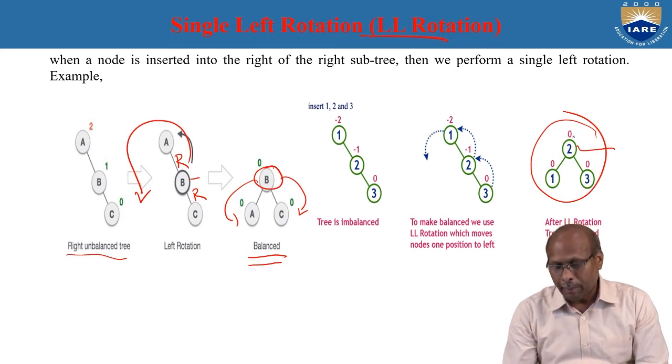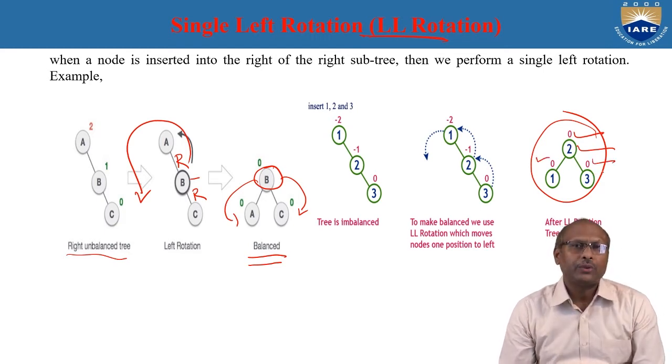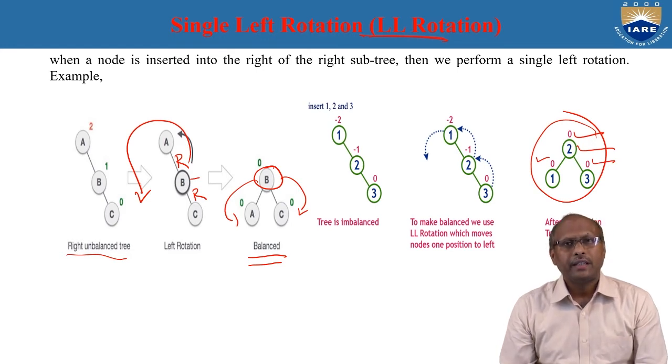Now the balance factor for 2 is 0. The balance factor for 1 is 0. The balance factor for 3 is 0. Now it is completely balanced. So it is an AVL tree.